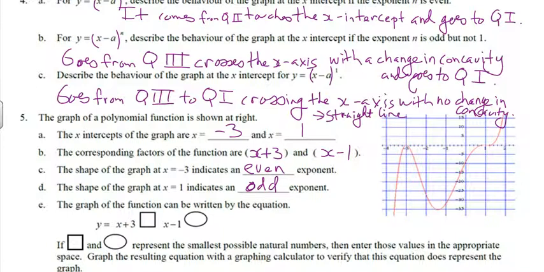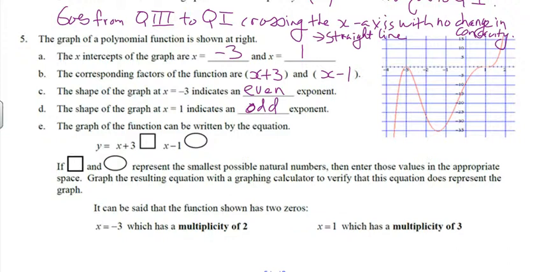The graph of the function can be written as the equation below. Now let's use the minimal values. What is the minimal power on the (x plus 3), which is supposed to be in brackets? 2. And what is the minimal power on the (x minus 1)? 3. Why not 1? 1 makes it go straight through. If it's a cut straight through, it's a 1. If it's a cut with a change in concavity, then it's at least 3.